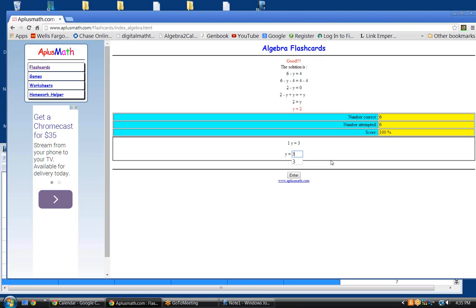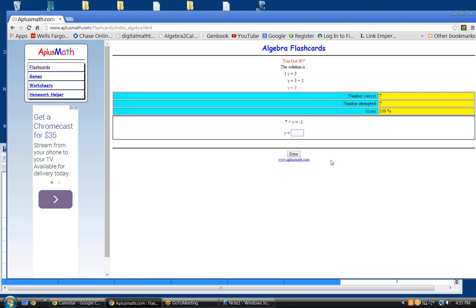Y equals 3. Okay. Y equals negative. Negative 8. Good. Negative 2. Y equals -3. Good. See why you need those arithmetic skills. Yeah. You just can't do algebra relying on a calculator. It's too hard.